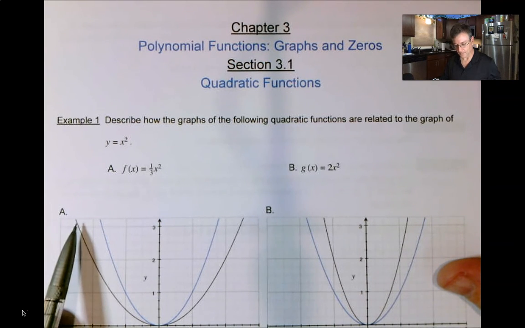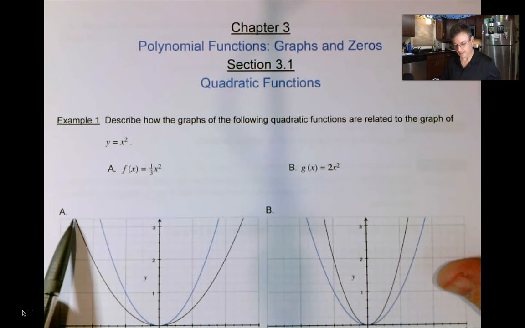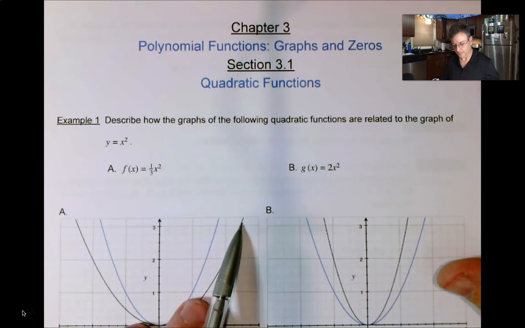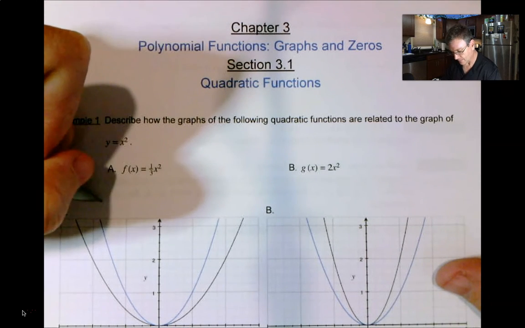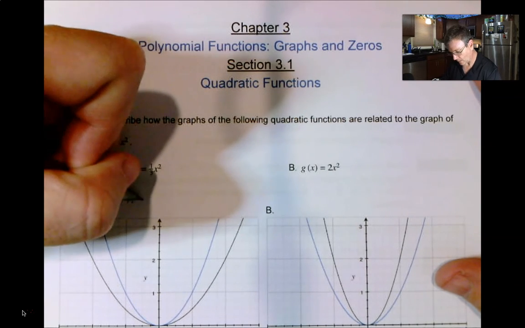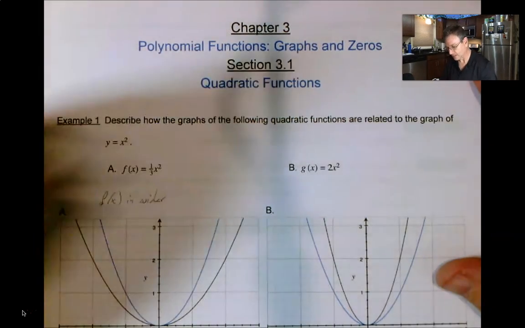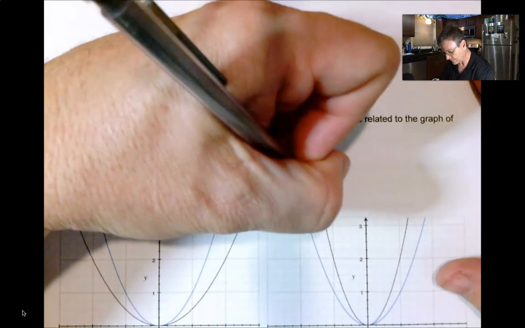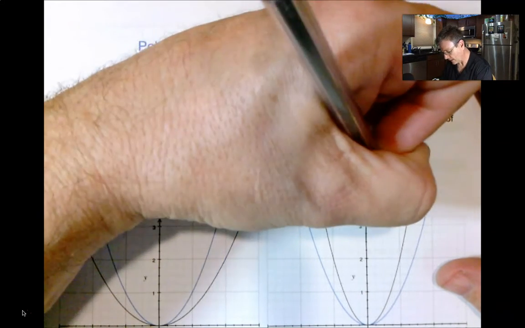So here we have y equals x squared in blue in both of these. This is f of x equals 1/3 x squared. This is g of x equals 2x squared. We can see here f of x is wider. And we can see here g of x is more narrow.